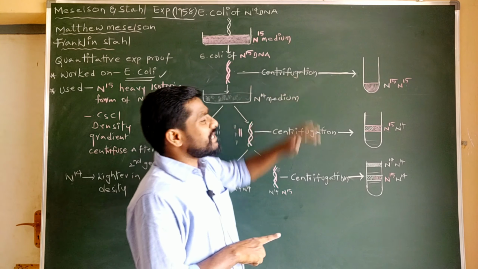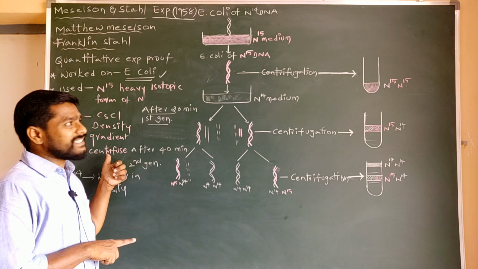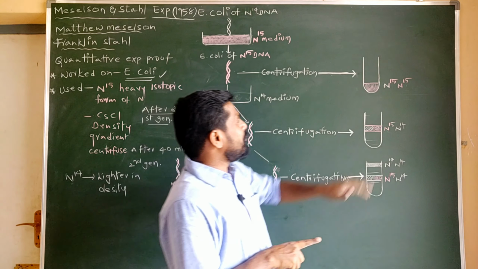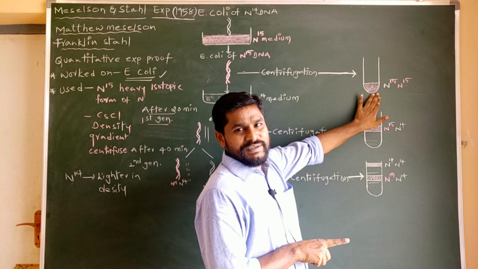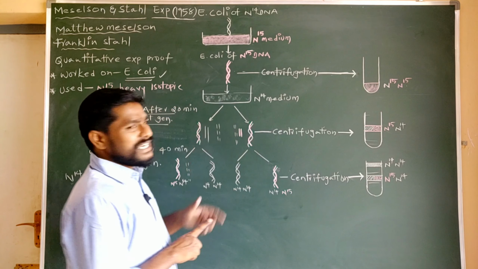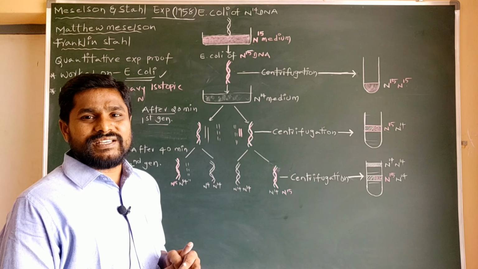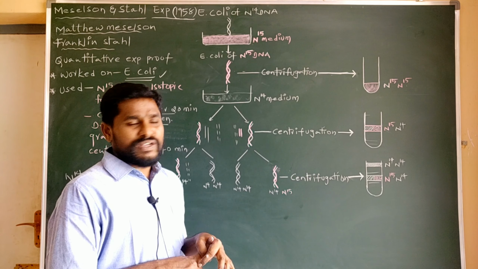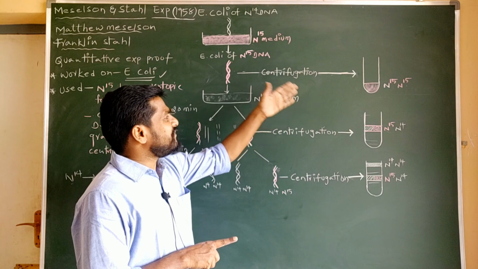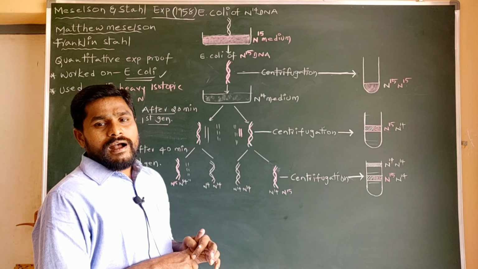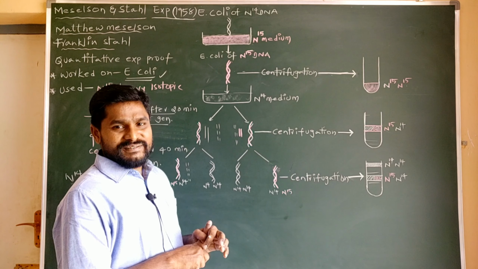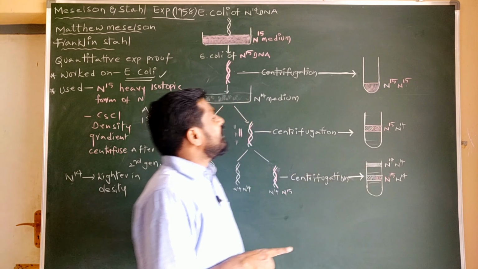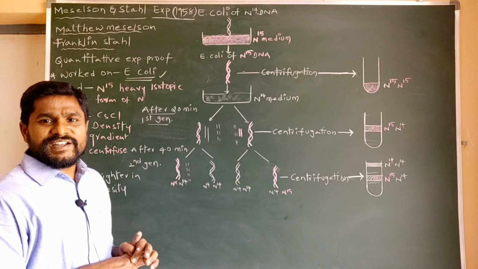They then subjected it to centrifugation using the cesium chloride density gradient centrifugation method. After centrifugation, they got a band at the bottom. The reason is that N15 DNA is heavier in density than cesium chloride, so this N15 form of DNA present in the E. coli cells grown on N15 medium forms a band at the bottom. That is the result of the first step of their experiment.